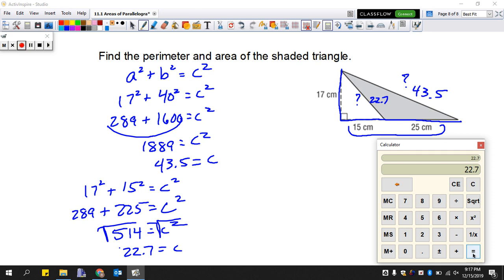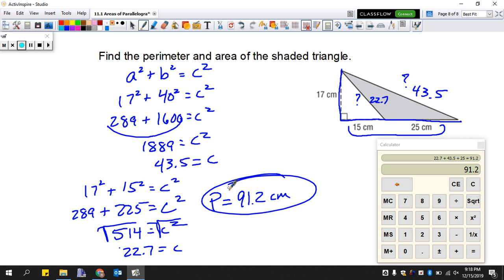So now all we have to do to find the perimeter of the shaded triangle is add up all of the side lengths. So we're going to say 22.7 plus 43.5 plus the 25, because that's just the shaded part. And we end up with the perimeter is equal to 91.2 centimeters.